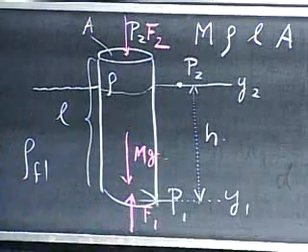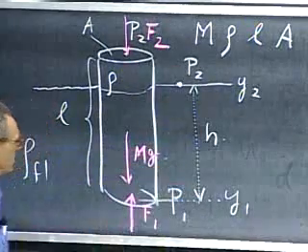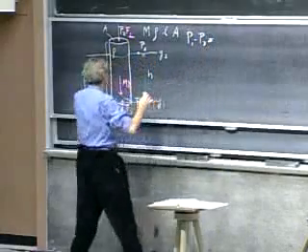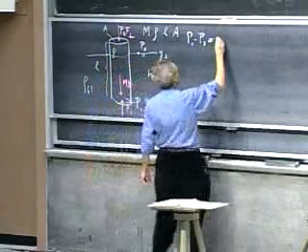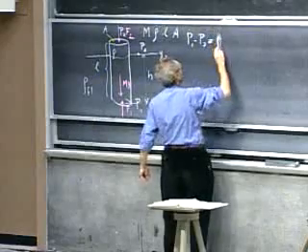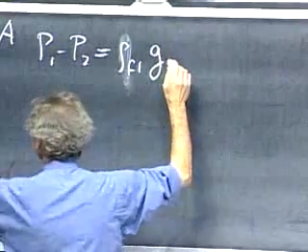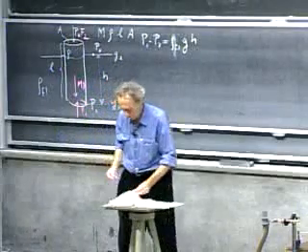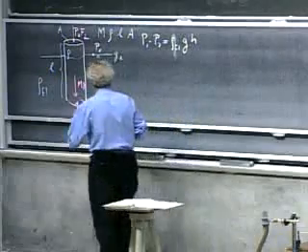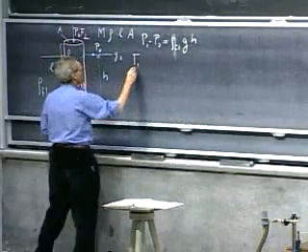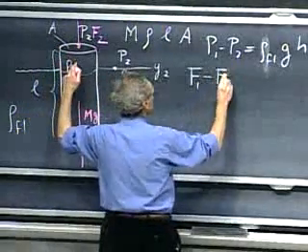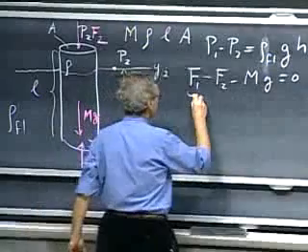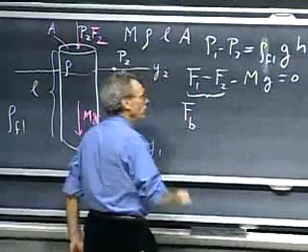And here we have F1, which contains the hydrostatic pressure. So P1 minus P2, as we learned last time from Pascal, equals rho of the fluid, g times Y2 minus Y1, which is H. So that's the difference between the pressure at P1 and P2. For this to be in equilibrium, F1 minus F2 minus mg have to be 0. And this we call the buoyant force.